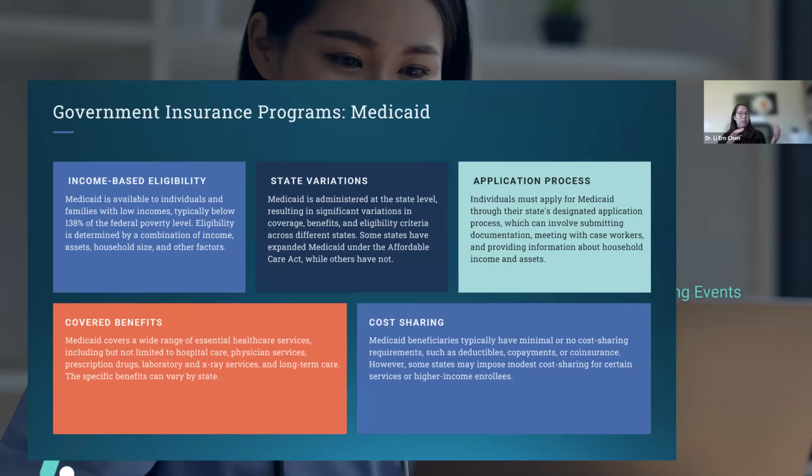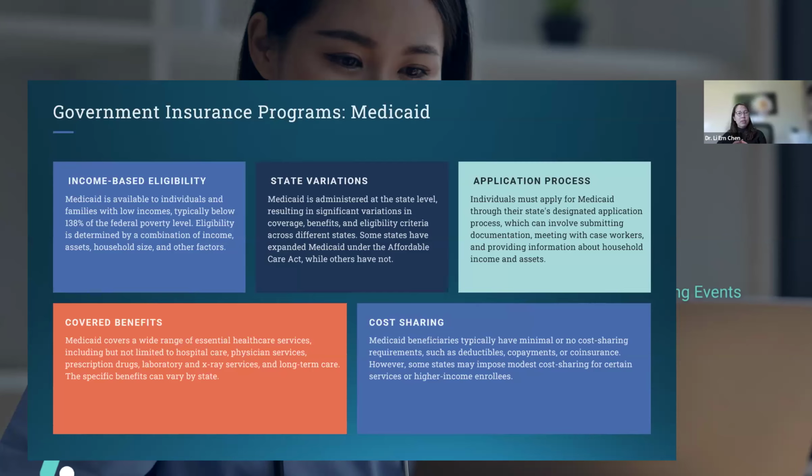So if you have a patient who is moving, who has Medicaid, that's something that you really want the family to think through, and that you can help with, to make sure that they are going to get access to the same services or better services when they move.